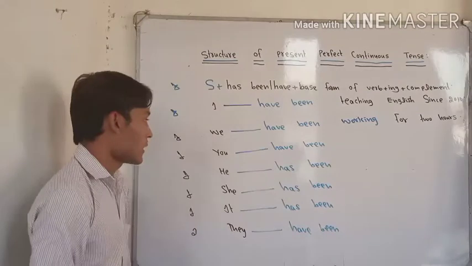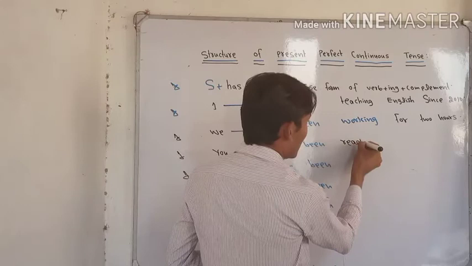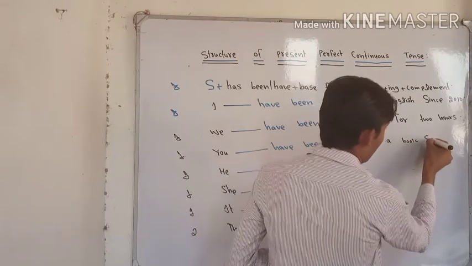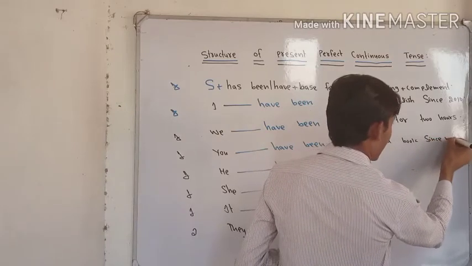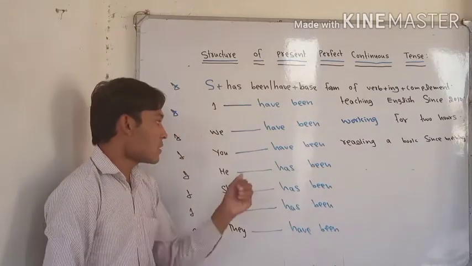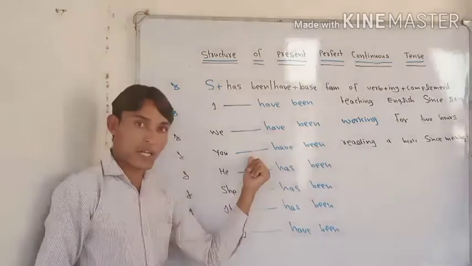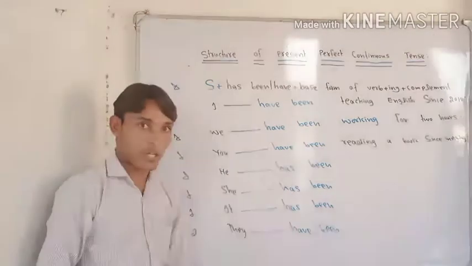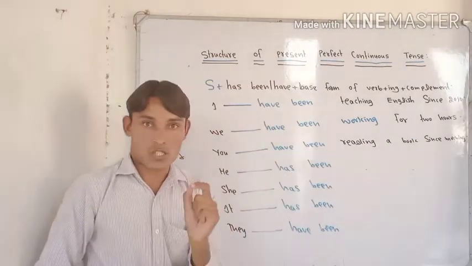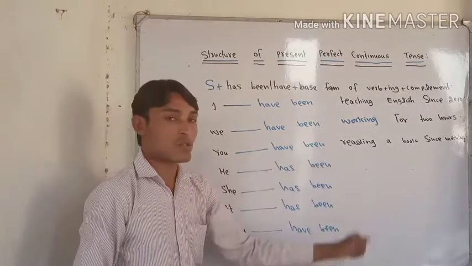Now let's talk about further. You have been reading a book since morning. That is called here since morning. If we look at this sentence, you have been reading a book since morning, it simply means that you have started your reading. The starting point is morning. So if we talk about a starting point, we have to add since. So you may say that you have been reading a book since morning.